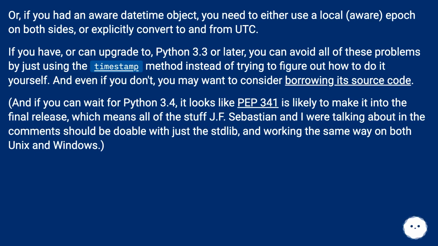If you have, or can upgrade to, Python 3.3 or later, you can avoid all of these problems by just using the timestamp method instead of trying to figure out how to do it yourself. And even if you don't, you may want to consider borrowing its source code. And if you can wait for Python 3.4, it looks like PEP 341 is likely to make it into the final release, which means all of the stuff JF Sebastian and I were talking about in the comments should be doable with just the stdlib and working the same way on both Unix and Windows.